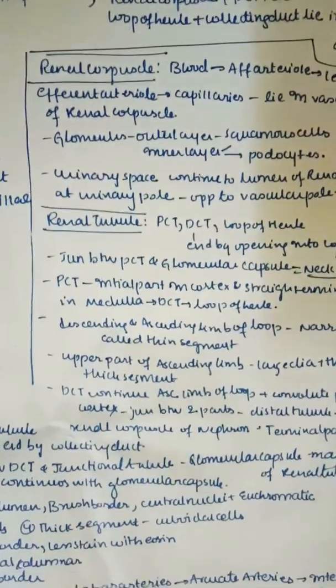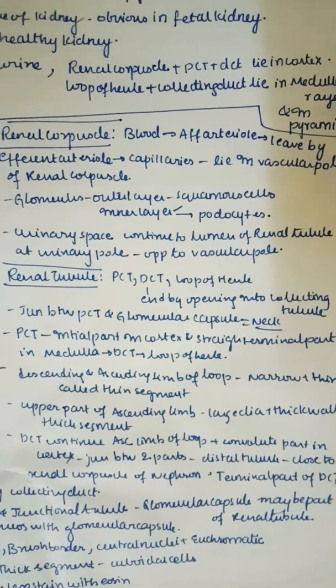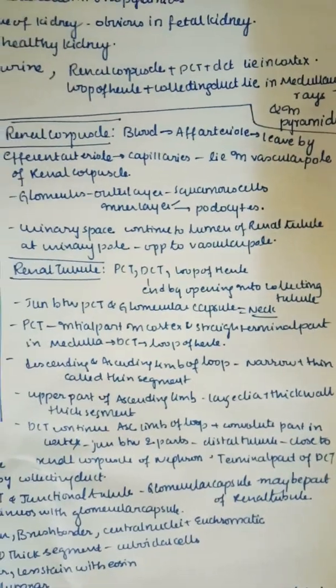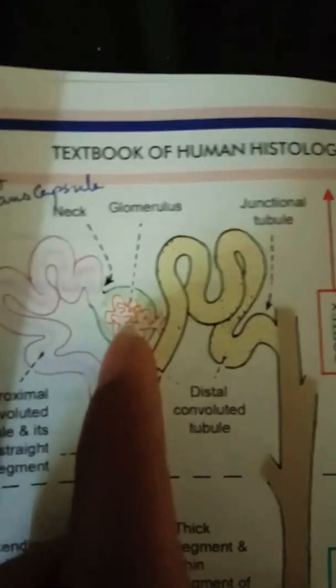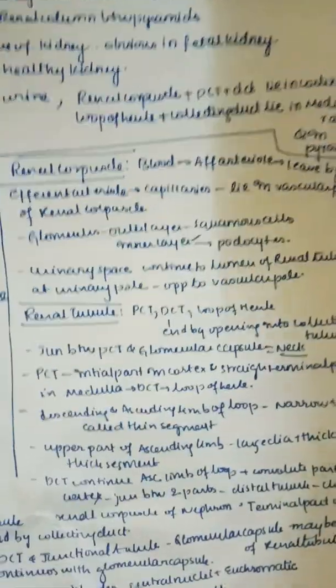Podocytes are like foot-like processes. We will see all those things. And the urinary space is a continuation of the lumen of the renal tubule. So the urinary space is between the outer layer and the inner layer. Between these two layers we have this greenish part that continues with the PCT, you can see downwards.